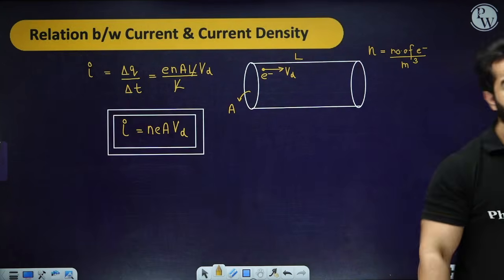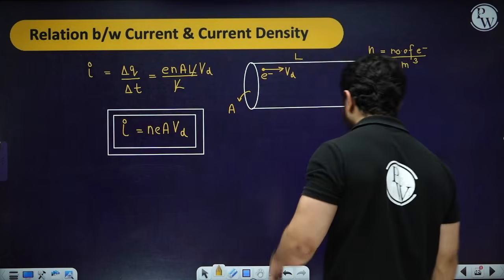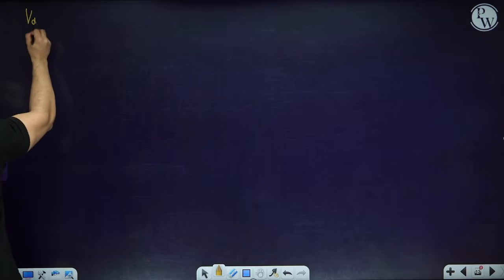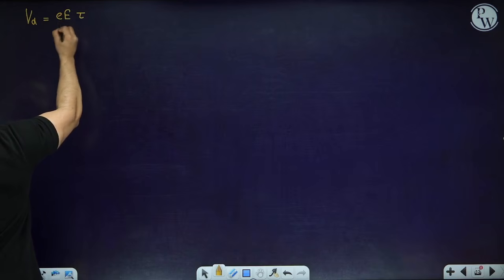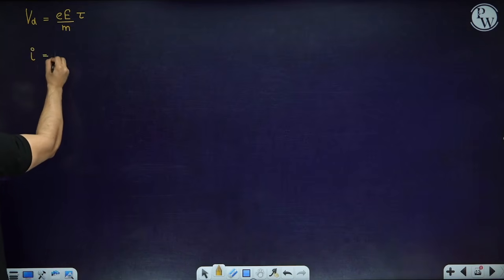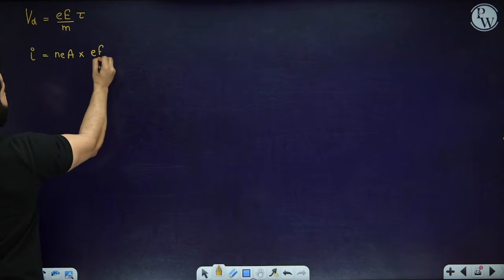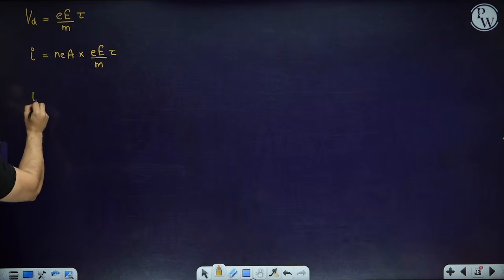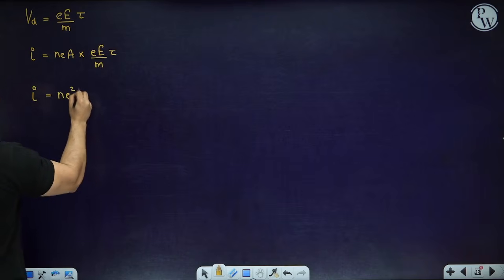Alright, where n is the number of electrons per meter cube. Now we have two formulas. One is drift velocity, which can be written as eEτ/m. By the way, I am just writing the magnitude. Another formula is I = neAvd. So can I put, instead of vd, eEτ/m? So I would get I = ne²Aτ/m times E.